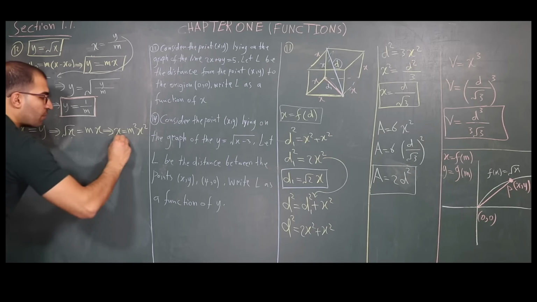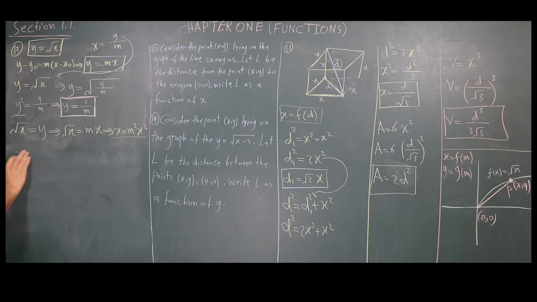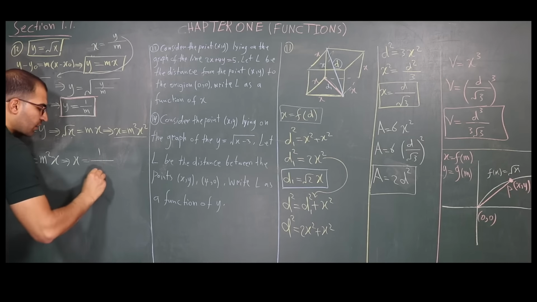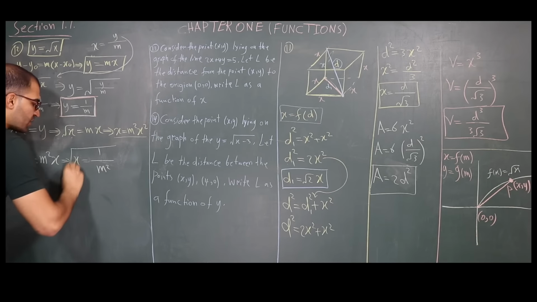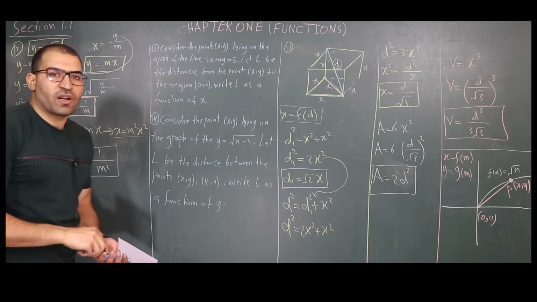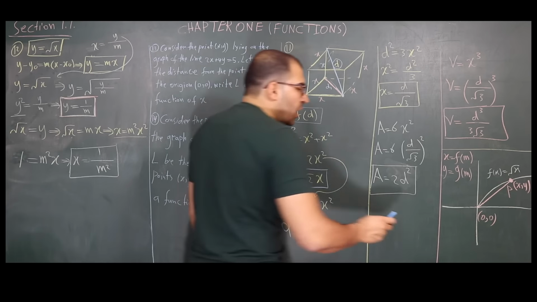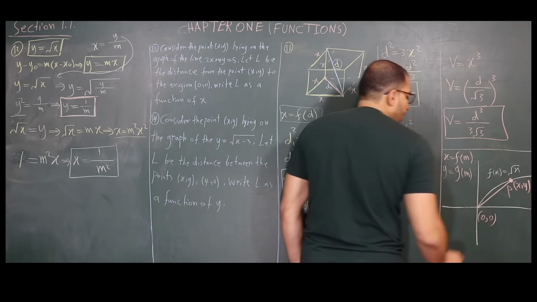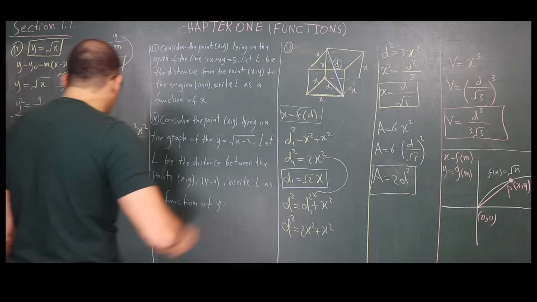So after dividing by x, 1 will be equal to m squared x. That means x divided by m squared will be 1 divided by m squared. So he wants from us to express the coordinates of the function, which is x and y, as functions of the slope of the line.